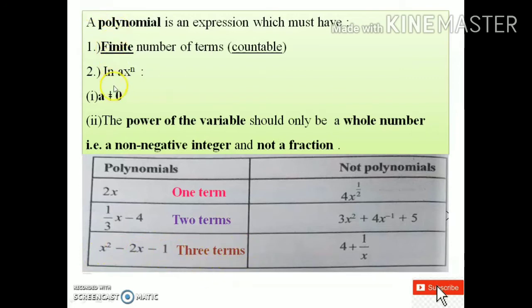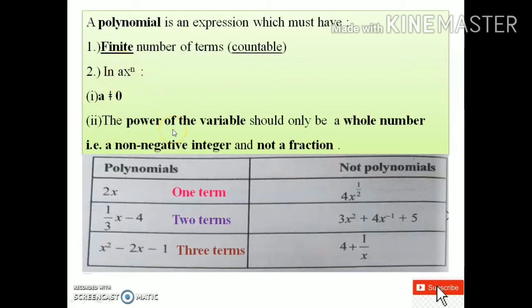And the second point in a polynomial is that the coefficient of the first term should not be equal to 0. For example, in x squared, what is the coefficient? The coefficient is 1. It cannot be 0, because if I have 0 into x squared, it will become 0. So it will no longer remain a polynomial. So in a polynomial, the coefficient of the highest power should never be 0.